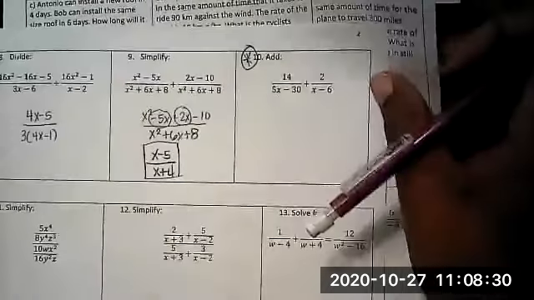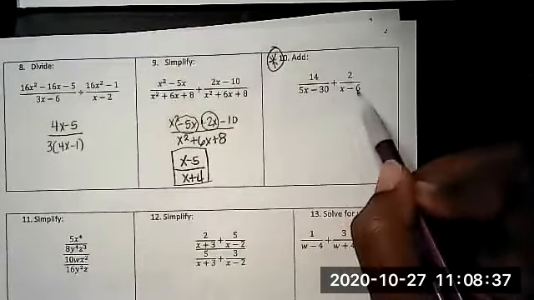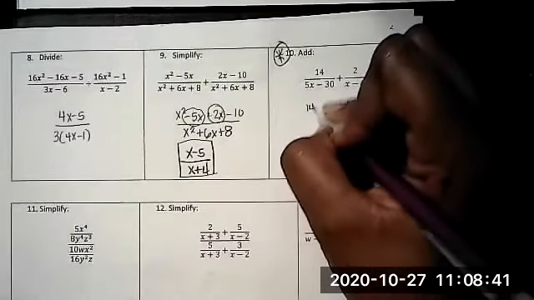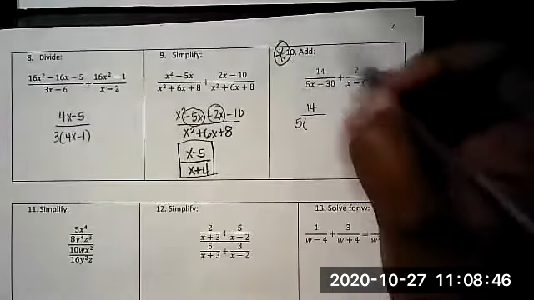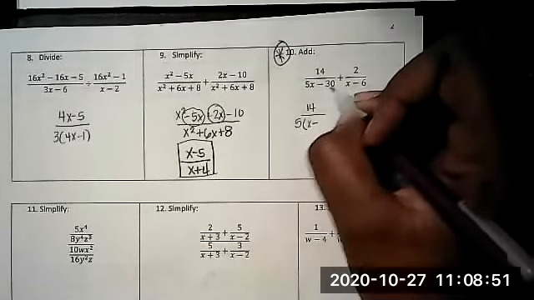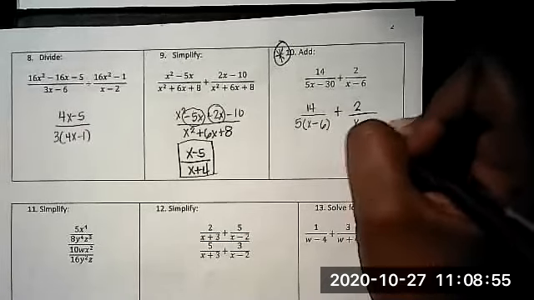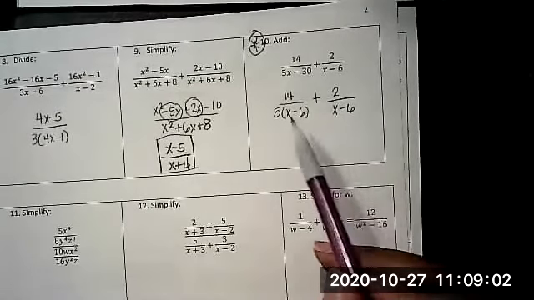All right, so number 10, this is your problem here. Again, the only way you can add those is if you have a common denominator. It doesn't look like it, but let's factor that. If we factor this, we'll take a 5 out. What's left over looks like, if we divide that by 5, x minus, and we divide 30 by 5, 6, plus 2 over x minus 6. Okay, so that is our factor problem, but now we have to have a common denominator.